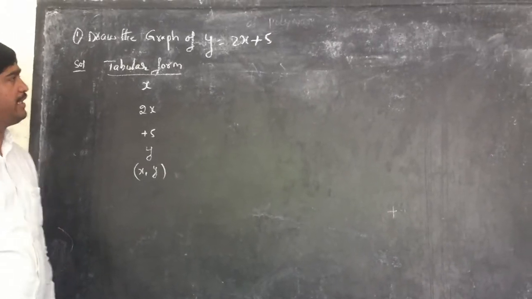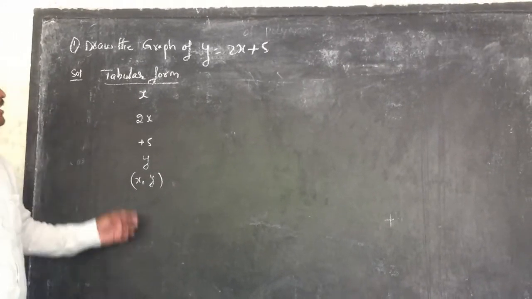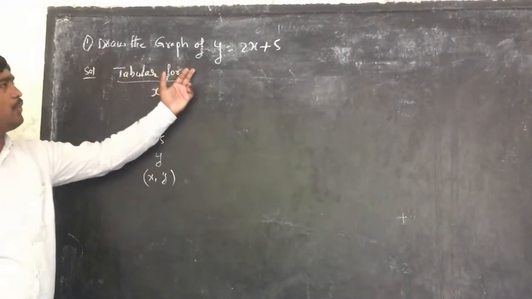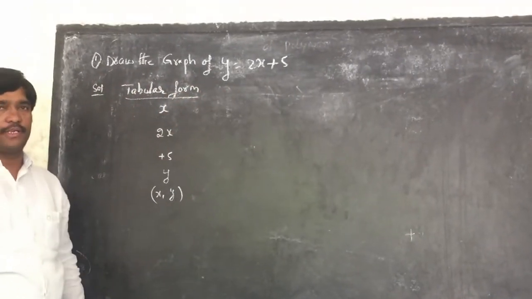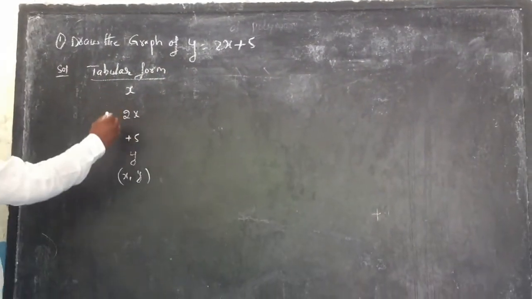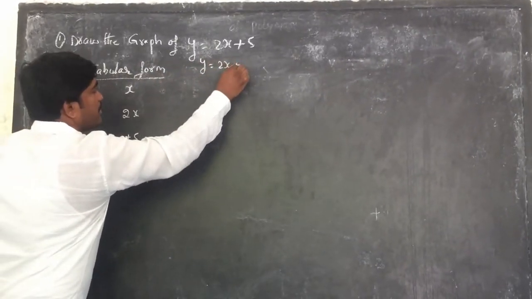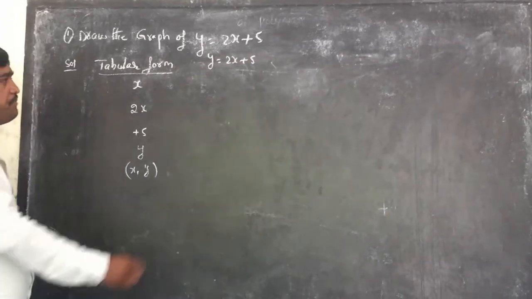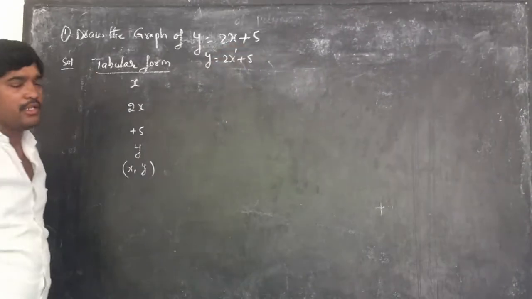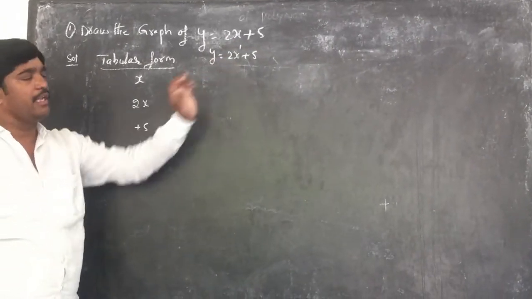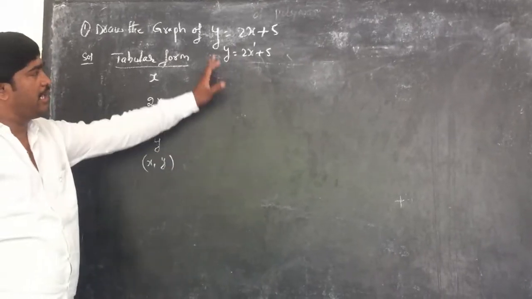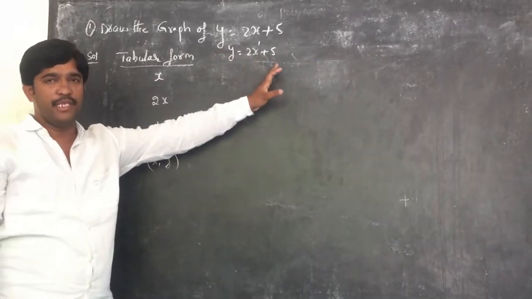If the question is given, the example question I have taken is: draw the graph of y equal to 2x plus 5. First we have to consider what is given. The given is y equal to 2x plus 5. Now if I observe this, here x has degree 1. So I can conclude that this is a linear polynomial of the form ax plus b.